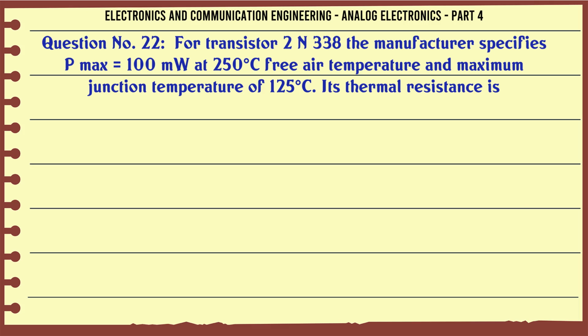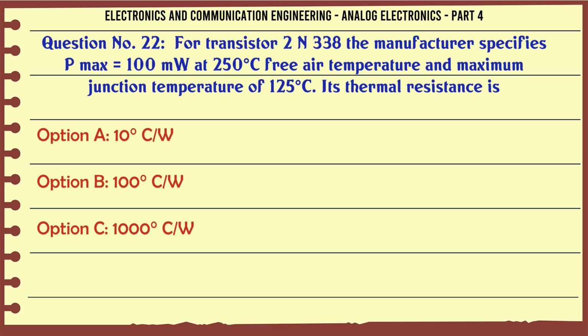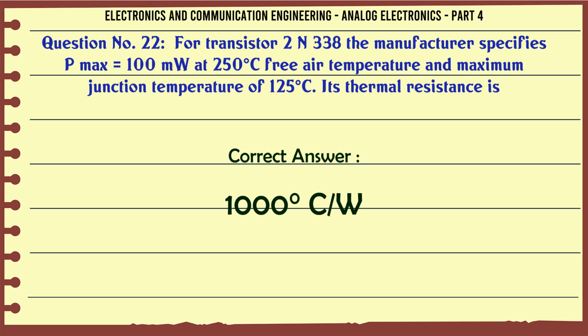For transistor 2N338, the manufacturer specifies Pmax of 100 mW at 25°C free air temperature and a maximum junction temperature of 125°C. Its thermal resistance is: A. 10°C/W, B. 100°C/W, C. 1000°C/W, D. 5000°C/W. The correct answer is 1000°C/W.